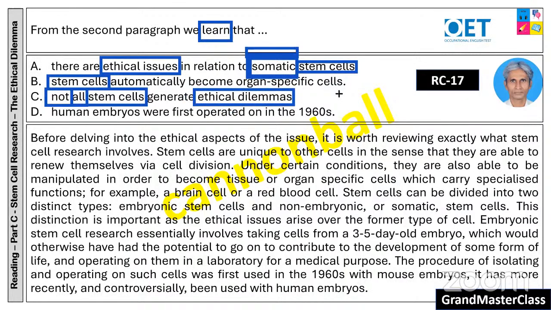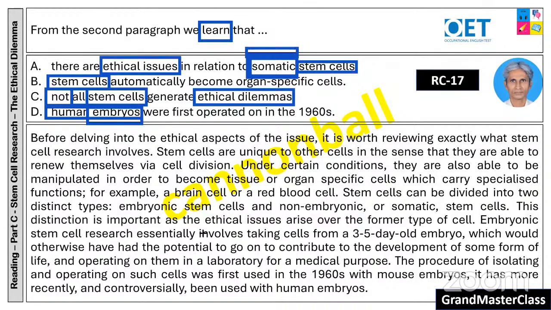Yeah, these two are the same here. Okay, now let us see. Human embryos were first operated on in the 1960s. So embryos, human embryos, that means these are embryonic cells. So embryonic cells and non-embryonic cells. There are two types here: one type is somatic and the second type is embryonic. You can see the two types are given here.